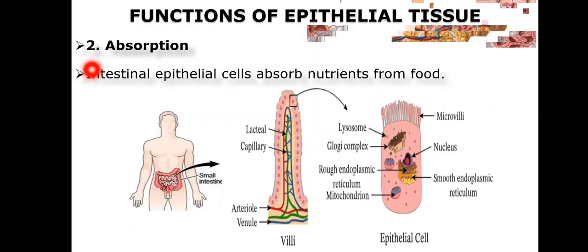Apart from that, absorption. Remember I said epithelial tissue also lines various internal body organs. And then there's the digestive system. When you eat something, it goes into the esophagus, from the esophagus into the stomach, duodenum, jejunum, ileum, and the small intestine is now there. That's where there's absorption. What helps the food that you eat to be absorbed into the blood is the epithelial tissue. So the intestinal epithelium can absorb nutrients from food.